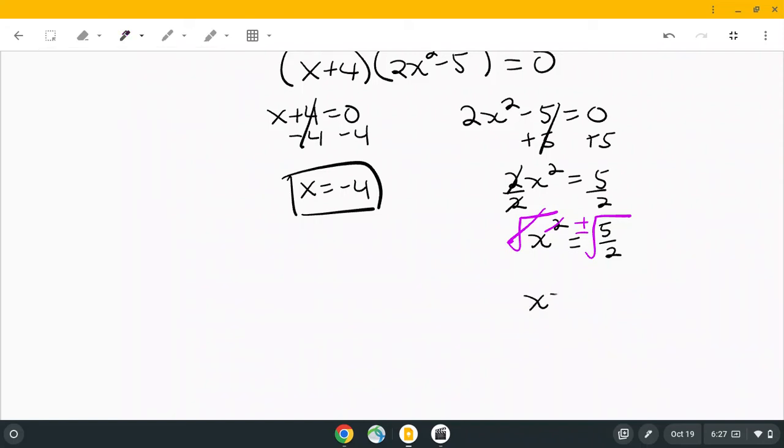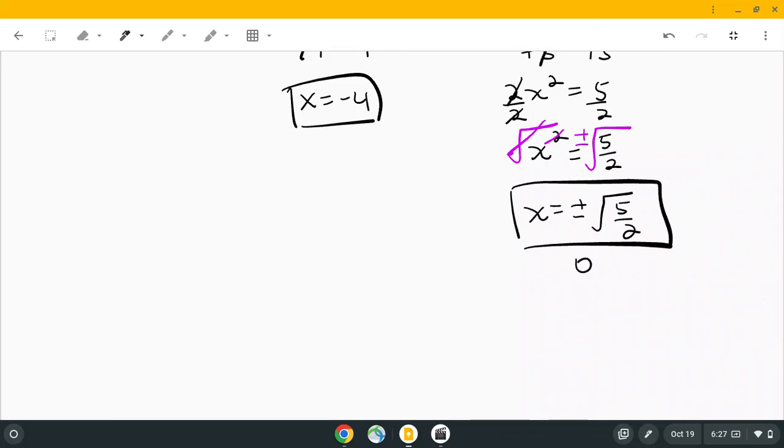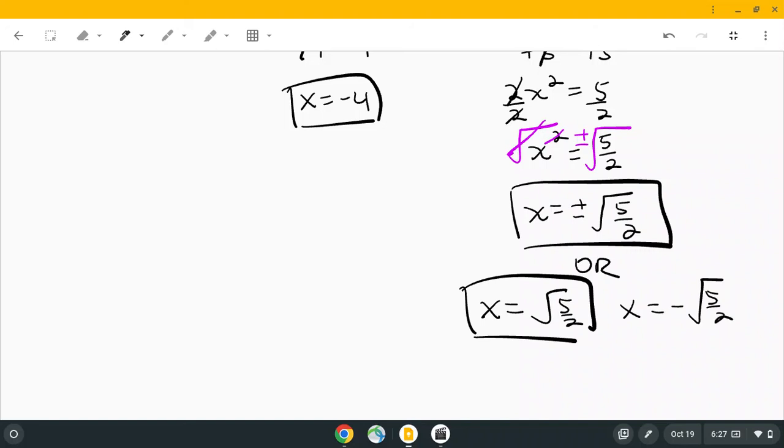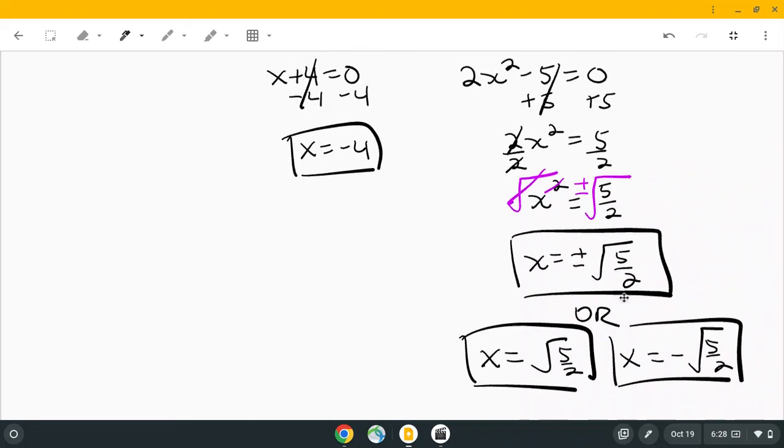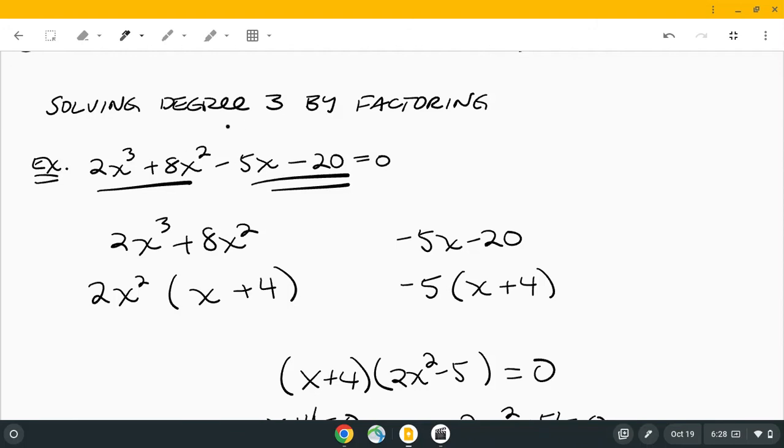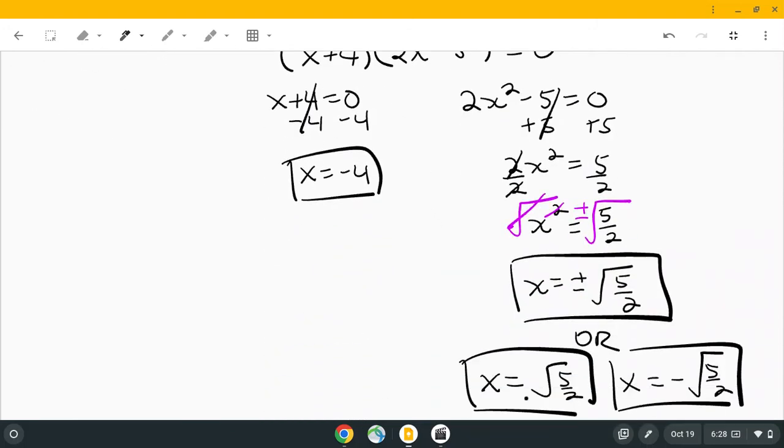Okay, and so that gives me these two answers, positive and negative square root 5 over 2. If you want to write it as one answer like this, positive, negative, you can. If you want to separate them, you can. You can write it as positive square root 5 over 2 and negative square root 5 over 2. Okay? But that's basically how you solve degree 3 using factoring by grouping. And again, it's degree 3, so you have your 3 solutions, 1, 2, and 3. Okay? And if you want to write it like this instead of 2 separate ones, that's fine too.